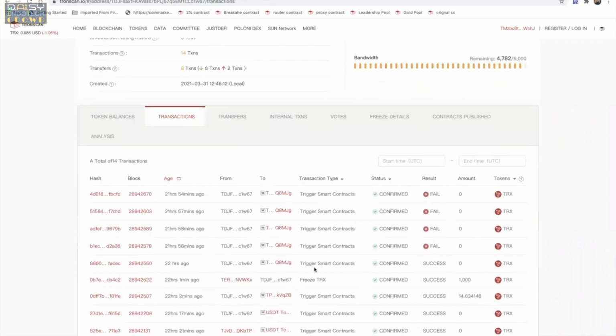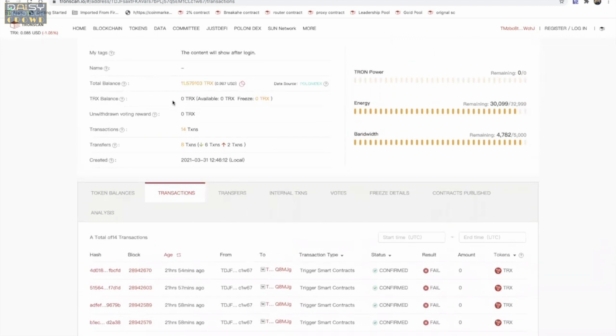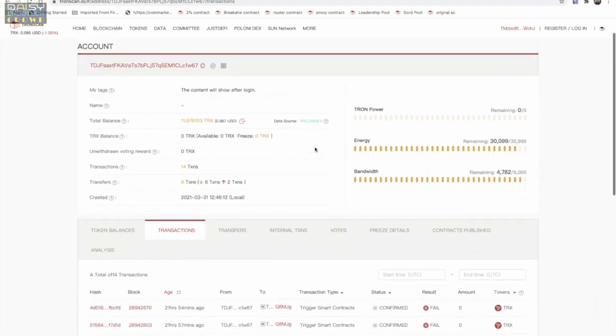And we can see, here's their first transaction. We can see out of energy, out of energy, out of energy, out of energy. Of course, we're going to see 0 Tron available up here. 0 Tron available. Okay, good. So the situation is like this.